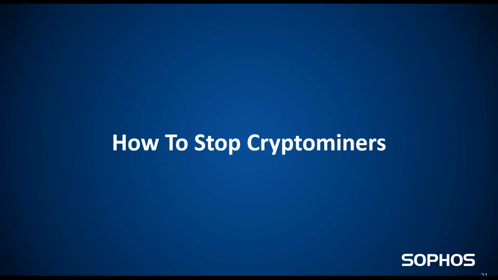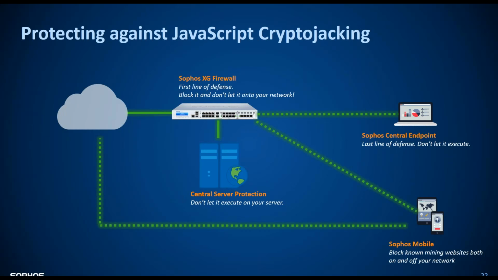So how to stop crypto miners? So we had two scenarios. So one scenario was how to stop JavaScript crypto miners, and we have seen it already in my live demonstration. So there are basically two options. The first line of defense, so on a perimeter between you and the internet, there's always a firewall. In our case, it is the Sophos XG firewall. It can block these JavaScript miners and not let them get onto your network, so that the employees access websites that run some malicious crypto mining. So we are blocking it, and it's the first line of defense.